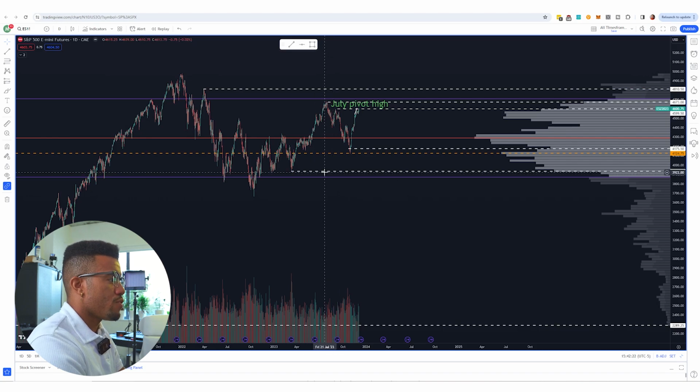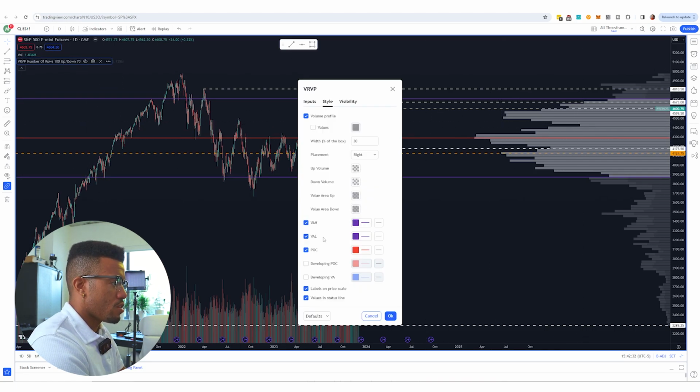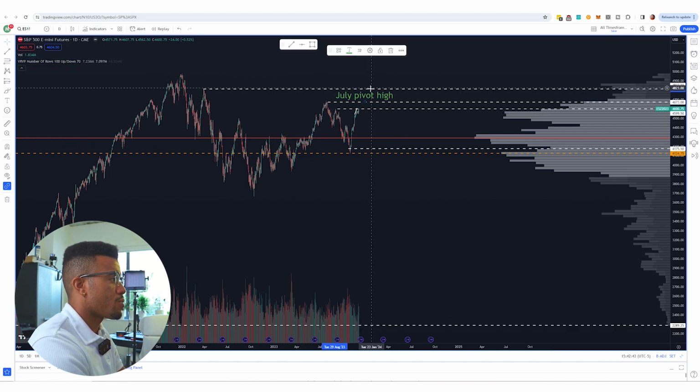I'm not worried about this pivot here right now, so I'm gonna get rid of it. And I'm not really worried about the value area high and lows, so I'm gonna clean up my indicator for this and get rid of these two for now. You can still see the VAH and VAL based off of the shading of the bars here. So this is the July pivot high. Put that here. I think we're gonna run for this.